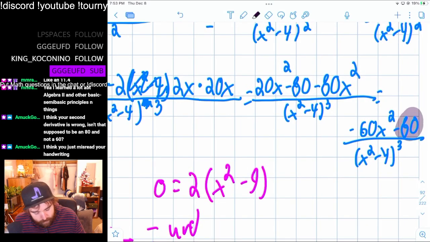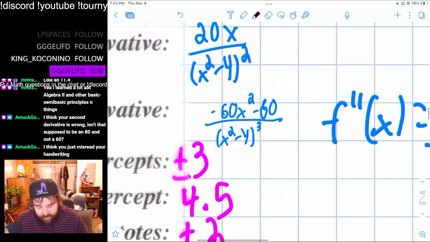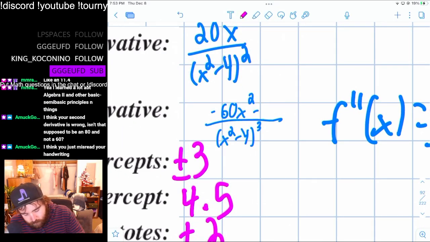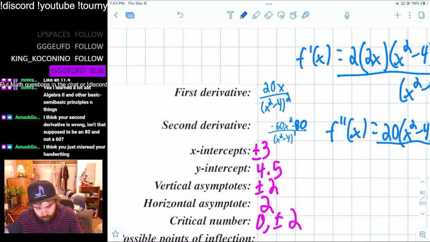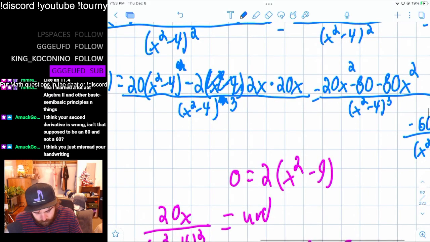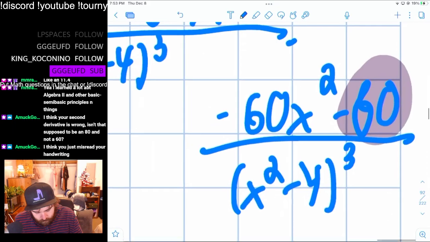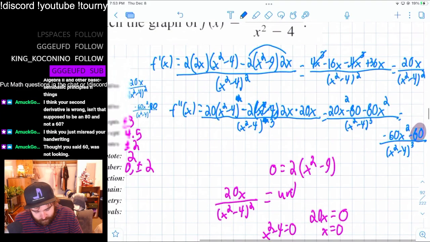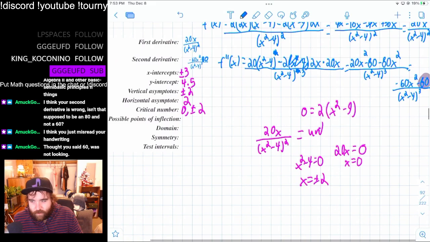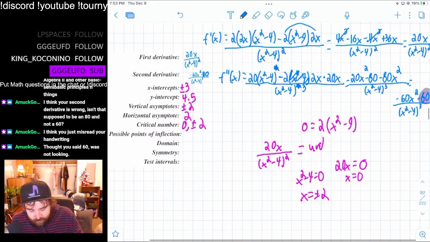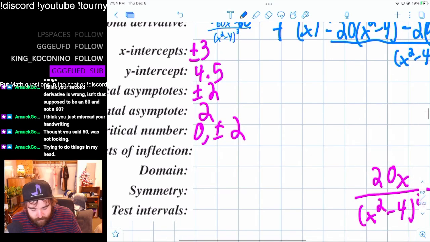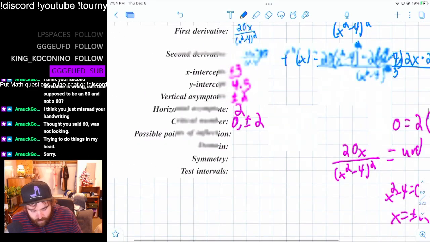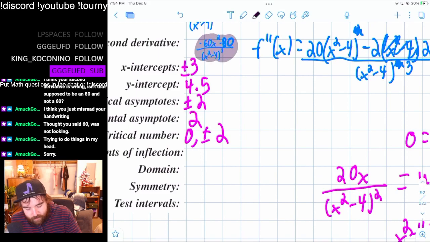You're talking about this right here? It looks like I wrote an 80. It looks like that's supposed to be an 80. Can write it better. Yeah, I think that's right. I thought you said 60 was not looking. I might have said 60. I might have read it wrong when I read it. Alright, so that means this is at least the correct second derivative.